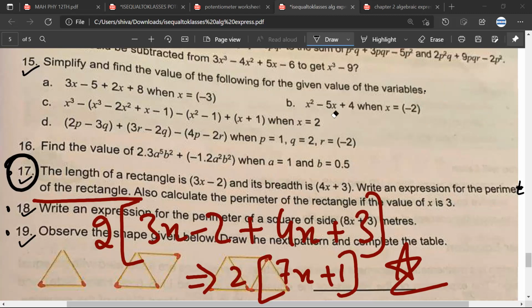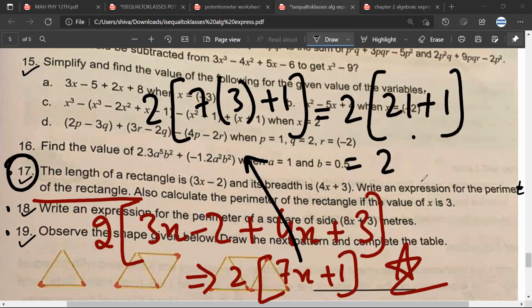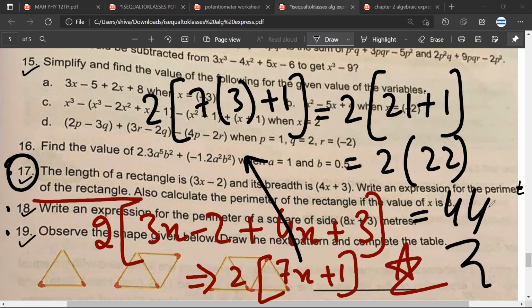Sarthak, how should I do this? So 2 into 7 into 3 plus 1. So 2 into 22, it will be 40. Satya, any doubt? No, sir.